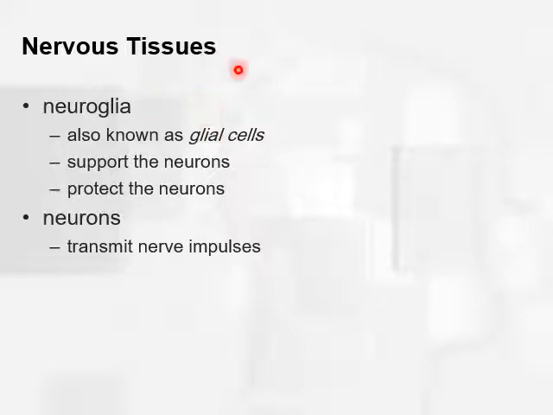Okay, the nervous tissue is formed of neuroglial cells and the neurons that transmit the nerve impulses, and the neuroglial cells are the supportive cells. They support the neurons and protect them.